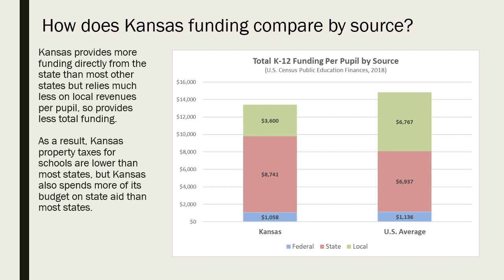For example, state aid per pupil in Kansas is about $8,700 compared to just under $7,000 nationally. But locally, from local sources, mainly property taxes, Kansas provides only about $3,600 compared to $6,767 nationally. As a result, Kansas property taxes for school districts are lower than most states, but the state spends a larger share of its budget on education than most other states.